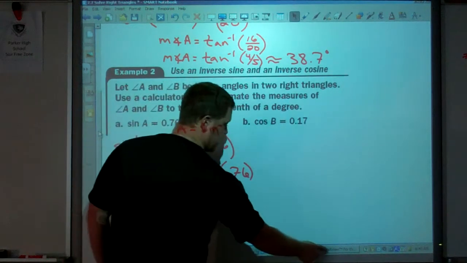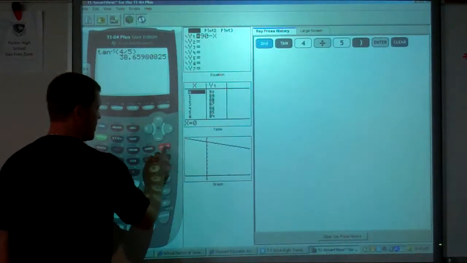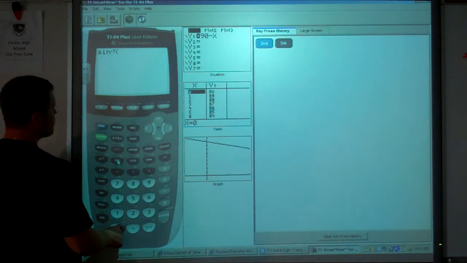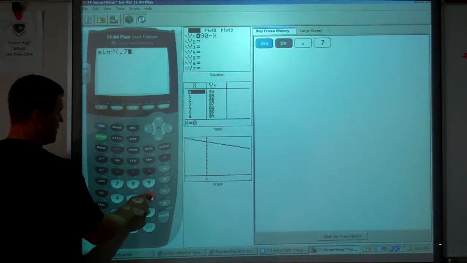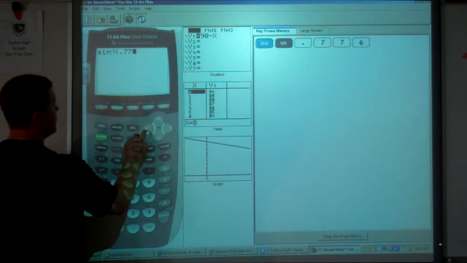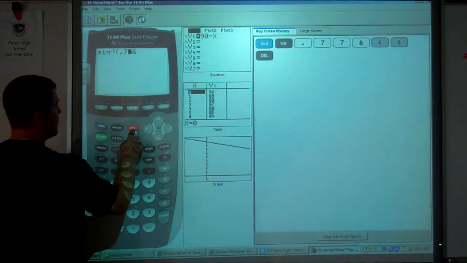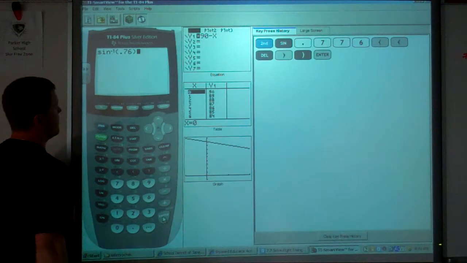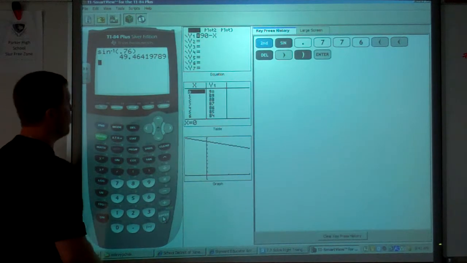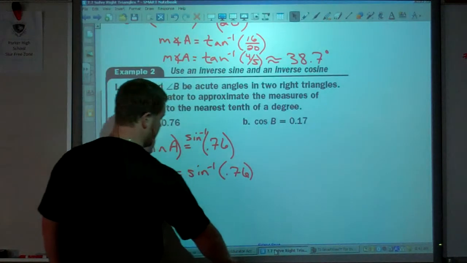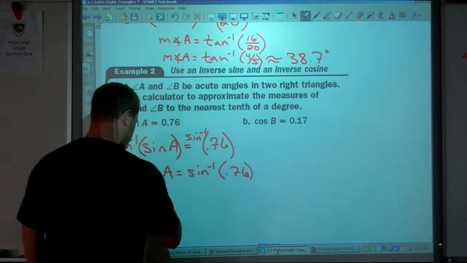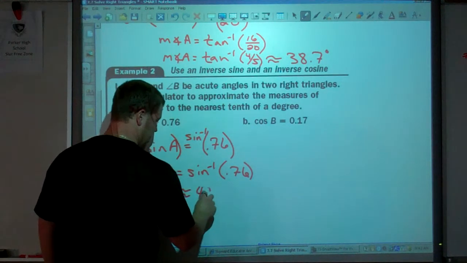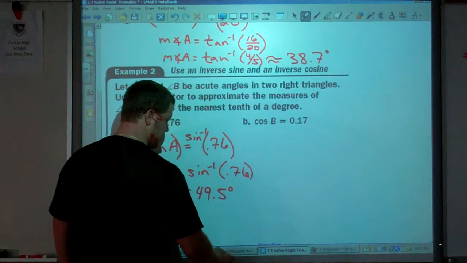So on your handy dandy calculator, I'm going to clear this out. We have second sine of 0.76, and enter. So the angle is 49.5 degrees. The measure of angle A is about 49.5 degrees.